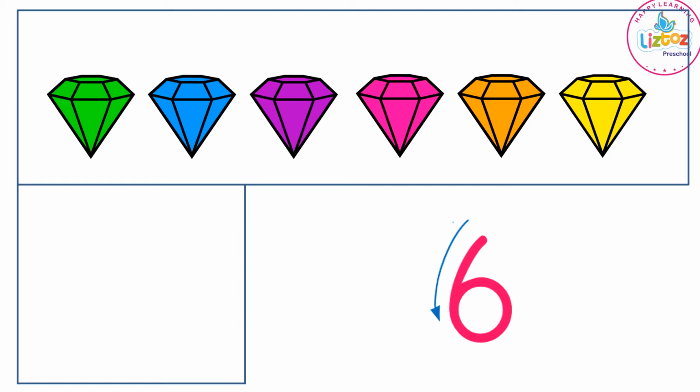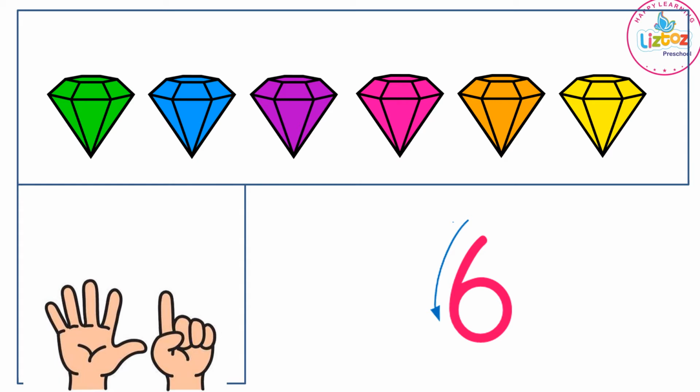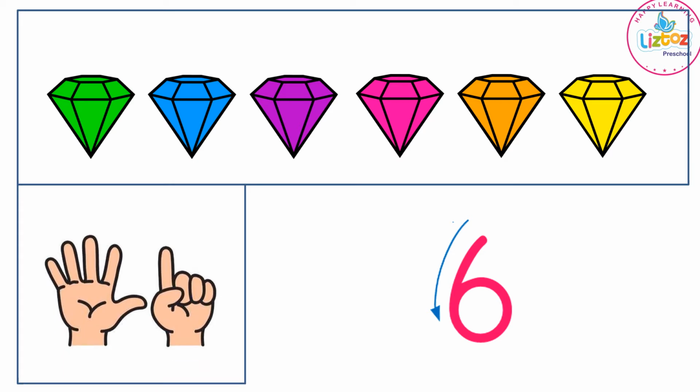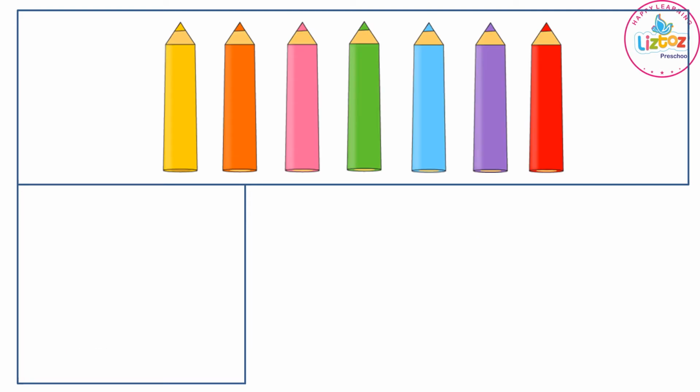Now see children. Now see here, we will count our fingers. Okay. How many fingers are there? Count. 1, 2, 3, 4, 5 and 6. How many fingers? 6. Shall we go to the next one?